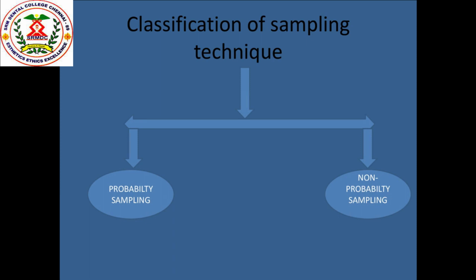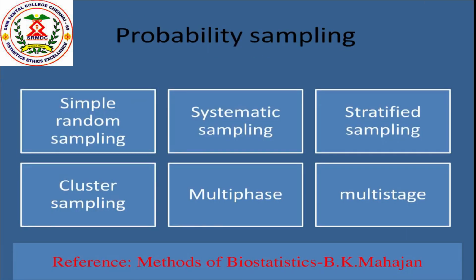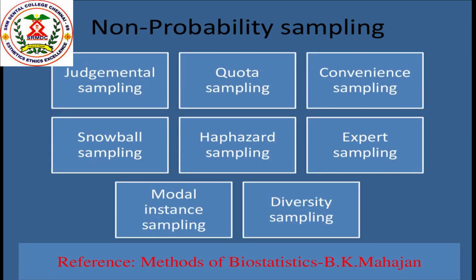Now the types of probability sampling. There are 6 types of probability sampling, namely simple random sampling, systematic random sampling, stratified sampling, cluster sampling, multi-stage sampling, and multi-phase sampling. Whereas non-probability sampling may include judgmental sampling, quota sampling, convenience sampling, snowball sampling, haphazard sampling, expert sampling, model instance sampling, and diversity sampling. I'll just give you a gist of each, a few lines, before we move on to the original concepts of each and every type.